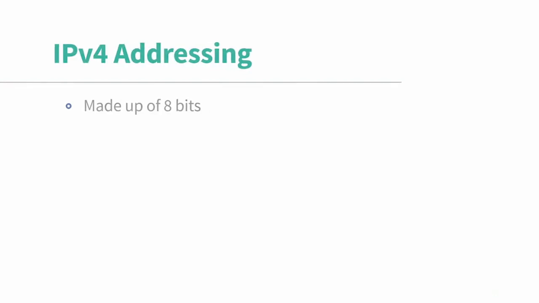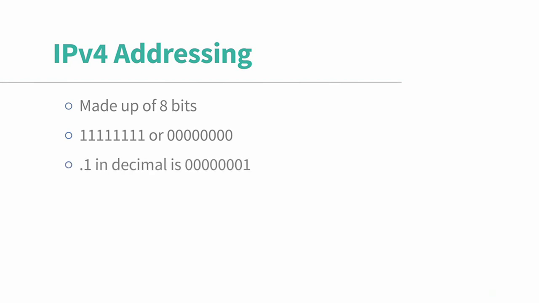Our IP addresses are made up of these 8 bits. You can see a representation here. They can all be ones or zeros or any combination. These ones and zeros have decimal numerical values. The number 1 is represented by the binary number you see here. It can be a bit confusing, but the numbers add up from right to left. Let's take a look at this further.